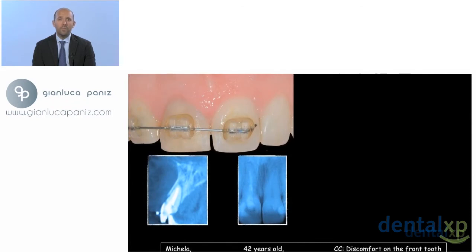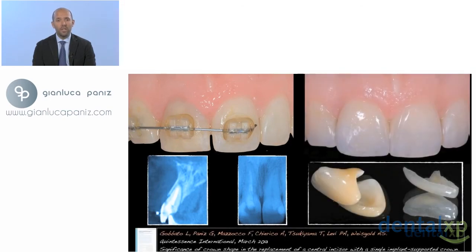Things are a little less complicated if we are dealing, like in this specific case, with a tooth shape that is something in between square and triangular, a shape that has been considered in the literature as square tapered. In fact, in this particular case, only an additional restoration was fabricated on tooth number 9, as you can see in this picture, without any tooth preparation.